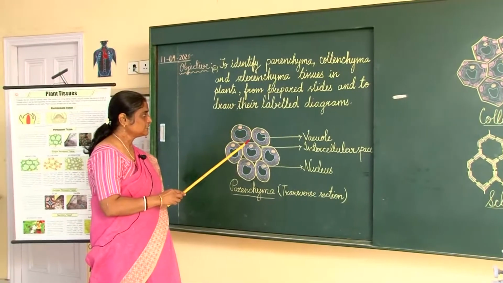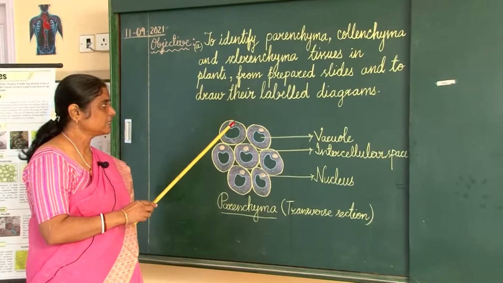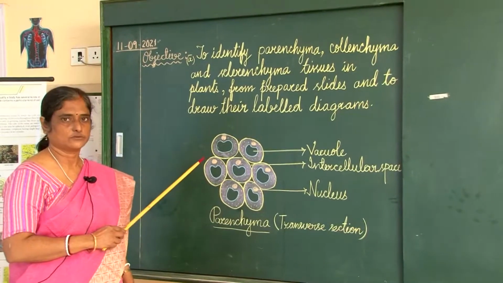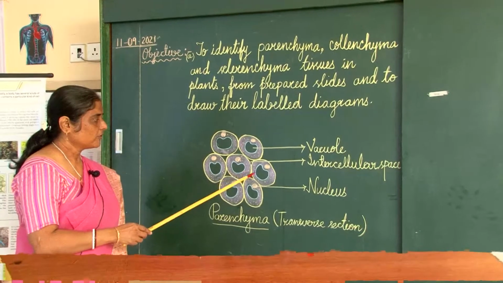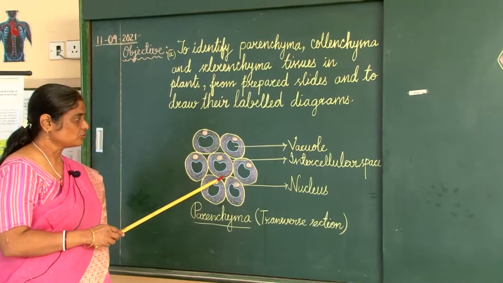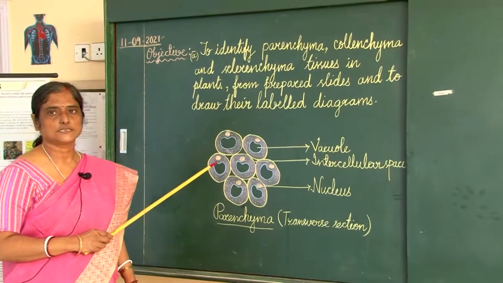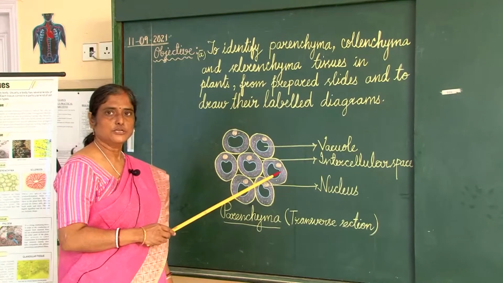If you look at the cells, they are isodiametric. What does it mean? It means that they have the same length and width, right. The cells are placed along each other. They have intercellular spaces also and the cell wall is thin. They have a big vacuole with a nucleus inside.